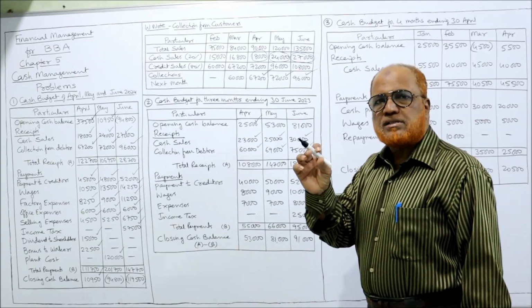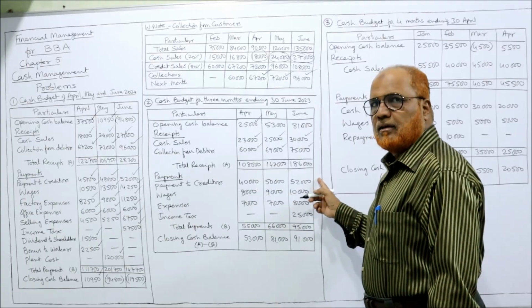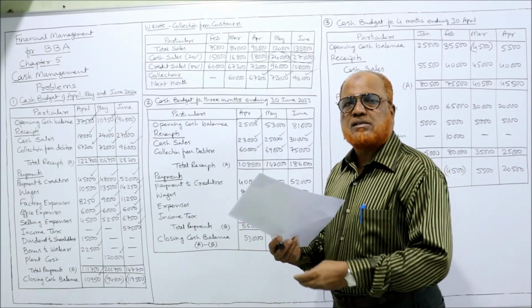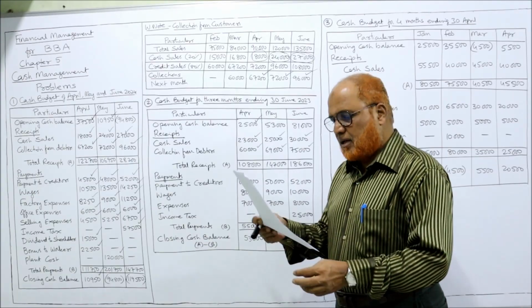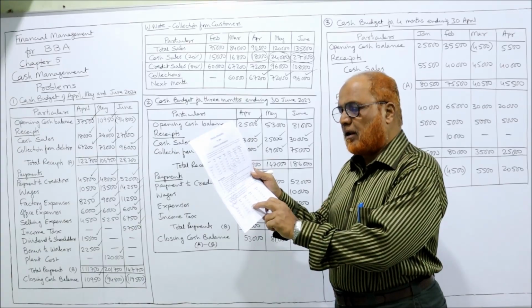So 75% of credit sale will be collected in the next month. So we got the A. Now payment to creditors. 2 months time period is allowed by supplier. So how much are the purchases? 40,000. This 40,000 will be paid in April.